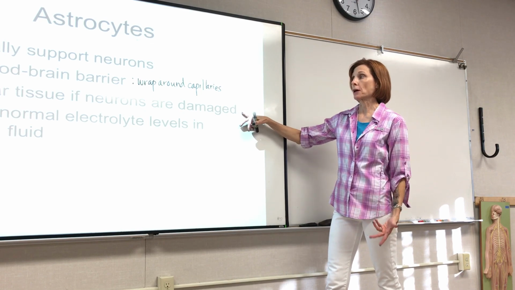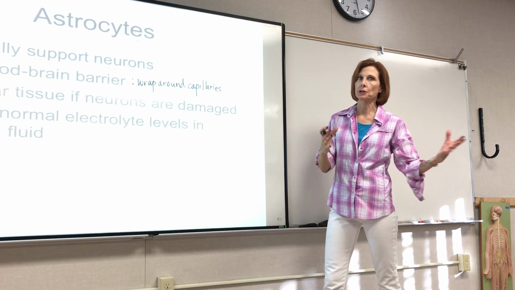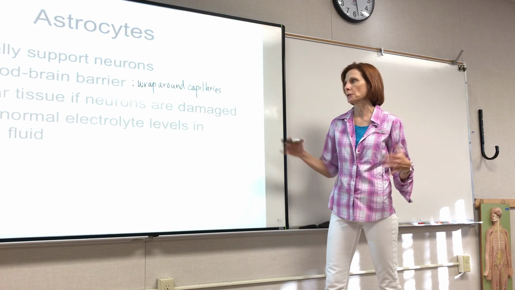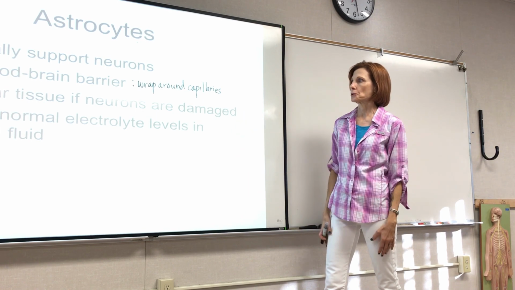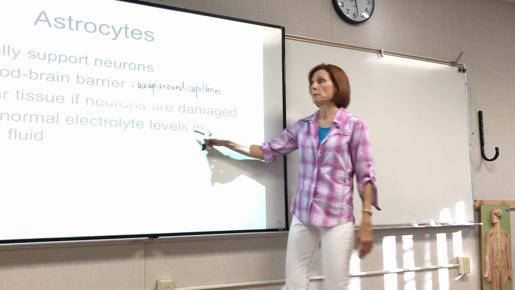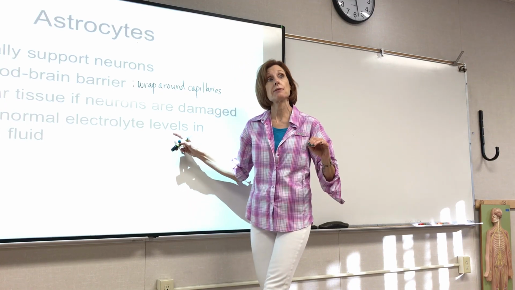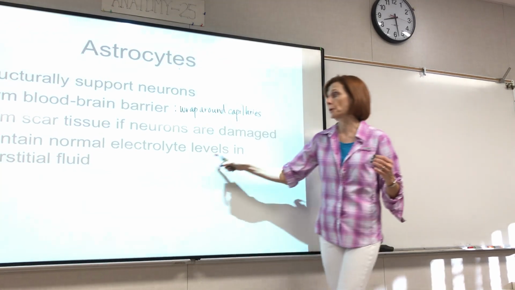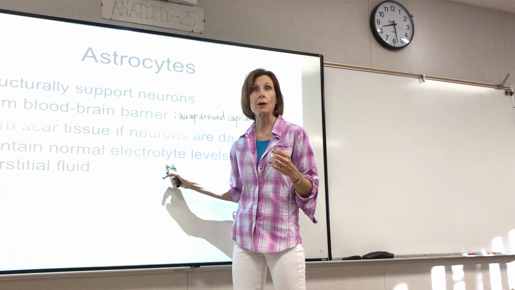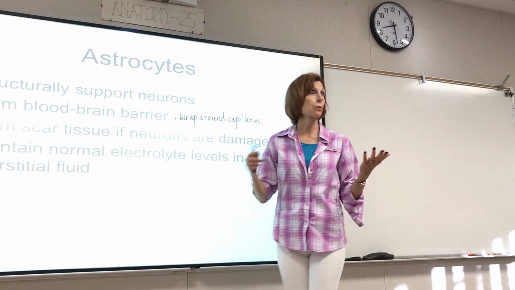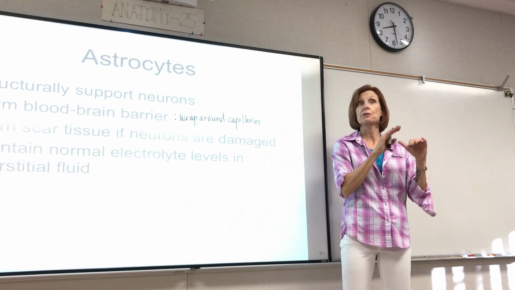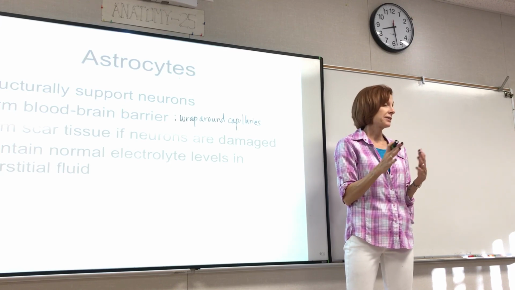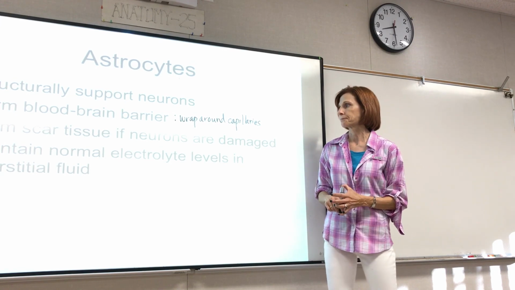Also, these cells will form scar tissue if neurons are damaged. Again, neurons can't really divide to replace injured cells, so they're often replaced with scar tissue. And they also help to maintain the normal electrolyte or ion levels in the fluid, the interstitial fluid around the neurons. This is important because this is actually how action potentials are sent. Action potentials are where the electrolytes or ions cross over the cell membrane. So if these are out of their normal balance, then that can affect the action potential.